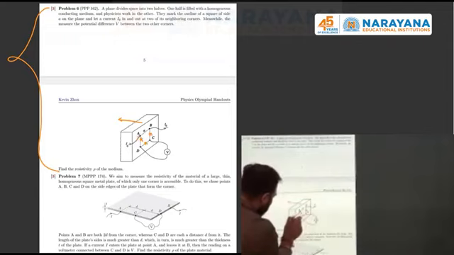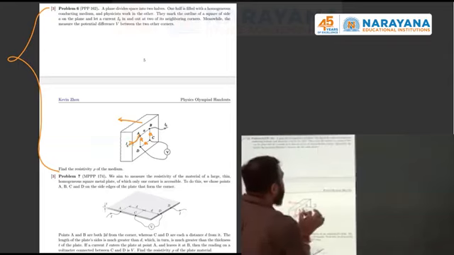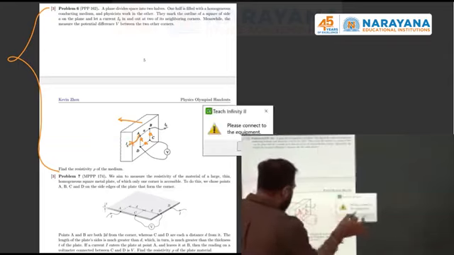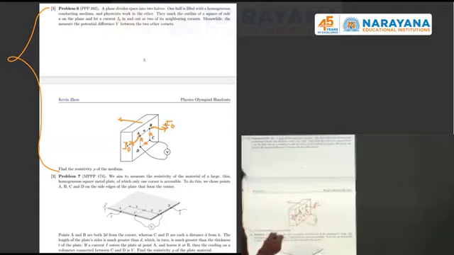And at a point A on the circuit, the input current is I naught. And from point B, the current is coming out. That value is also I naught, right? Now, this material has got a resistivity rho, which is the unknown in the problem.